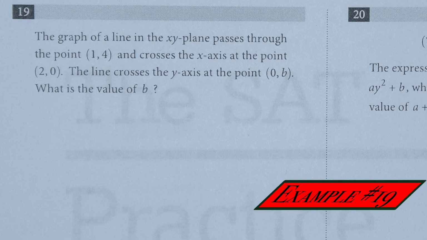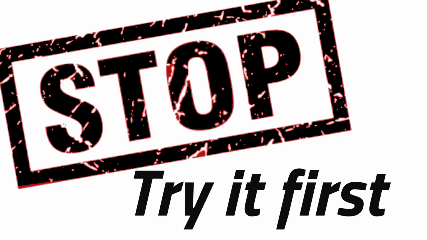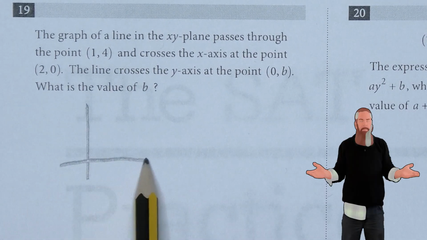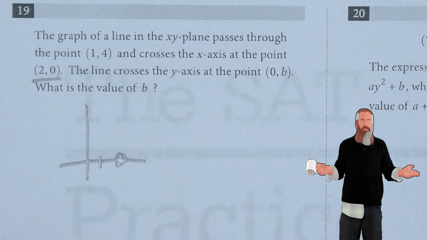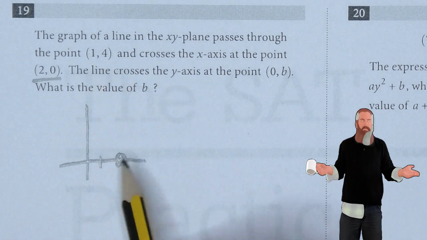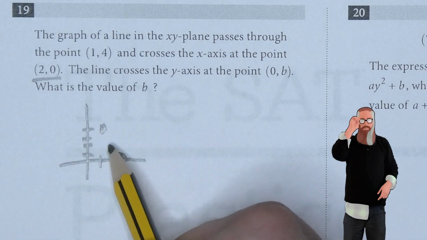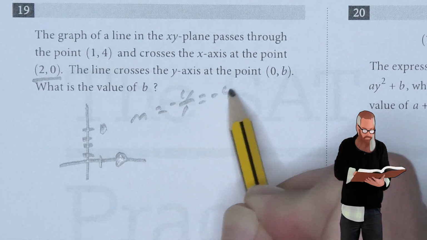The graph of a line in an xy plane passes through the point 1, 4 and crosses the x-axis at the point 2, 0. The line crosses the y-axis at the point 0, b. What is the value of b? So I think the easiest way to deal with this is simply by drawing a graph. It crosses the x-axis at 2, 0, so 1, 2, and there is a point. It passes through the point 1, 4, so I can say 1, 1, 2, 3, 4. Now this means that I'm looking at a slope m of negative 4 over 1, or negative 4.